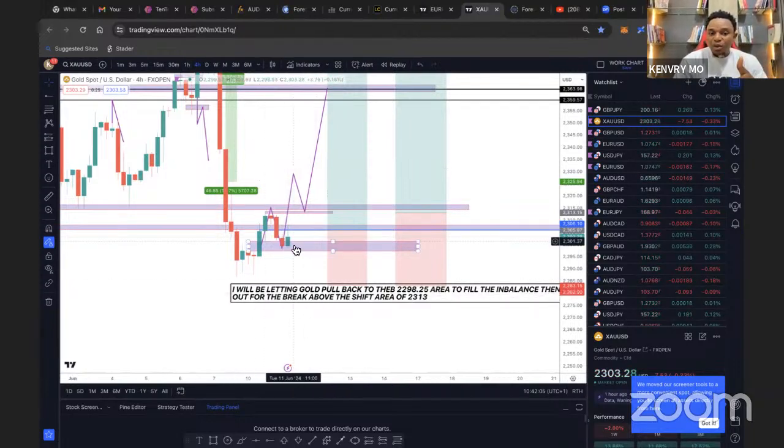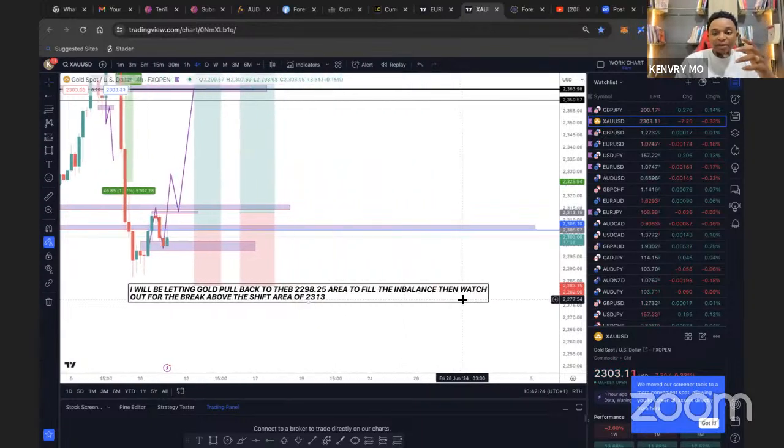I will be letting go. I sent this yesterday when this had not happened. When I sent this yesterday, this had not happened. That was at 9 p.m. yesterday. I said I will be letting gold pull back to the 2298 area, and it did it already, to fill the imbalance.